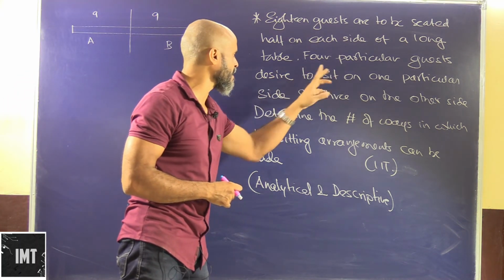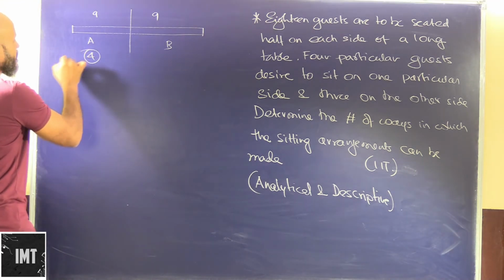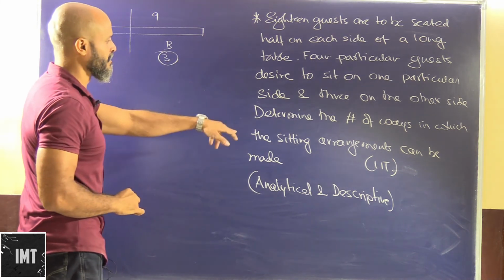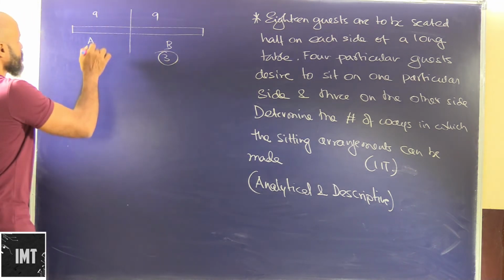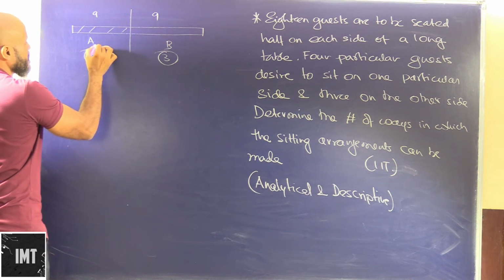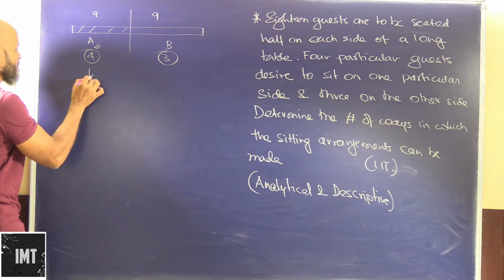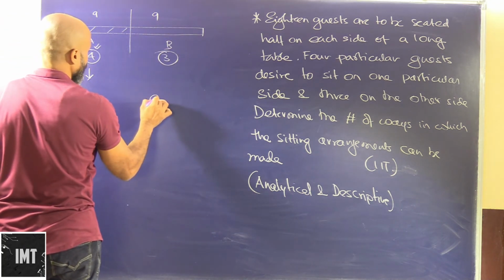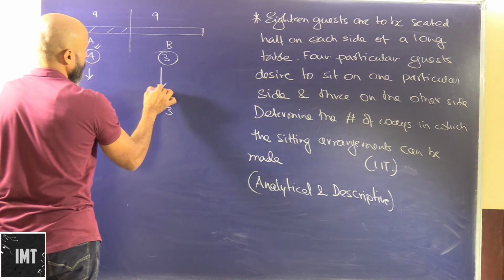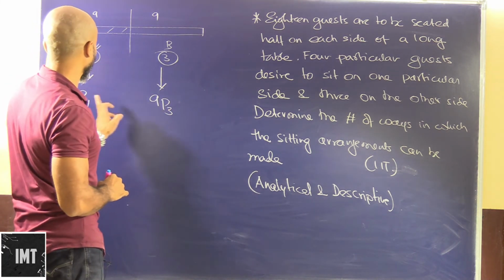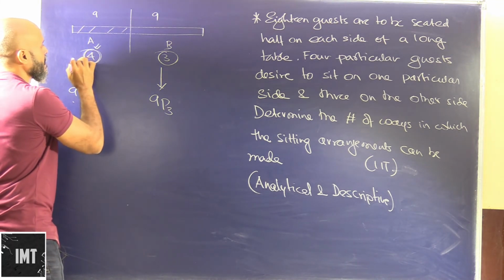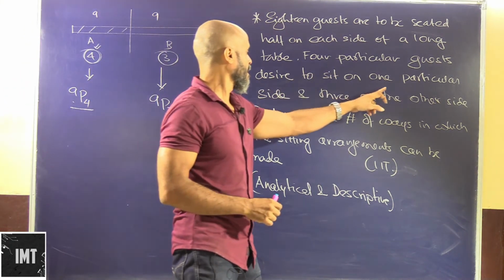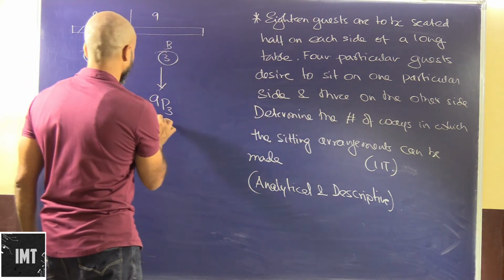4 particular guests desire to sit on one particular side, and 3 on the other. We need to determine the number of ways in which the seating arrangements can be made. Here we have 9 seats, out of which 4 people have to be arranged, so this can be made in 9P4 ways. On the other side, 9 seats out of which 3 people have to be arranged, so this can be done in 9P3 ways.